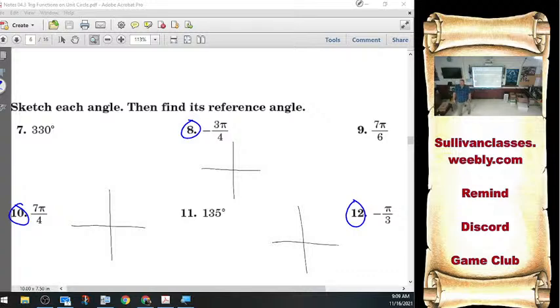Negative 3 pi over 4, what quadrant are we in? So if that's at negative 3 pi over 4, what is its reference angle? Pi over 4. 7 pi over 4. What quadrant? Quadrant 4. We go all the way around 7 quarters, which means pi over 4 is my reference angle.